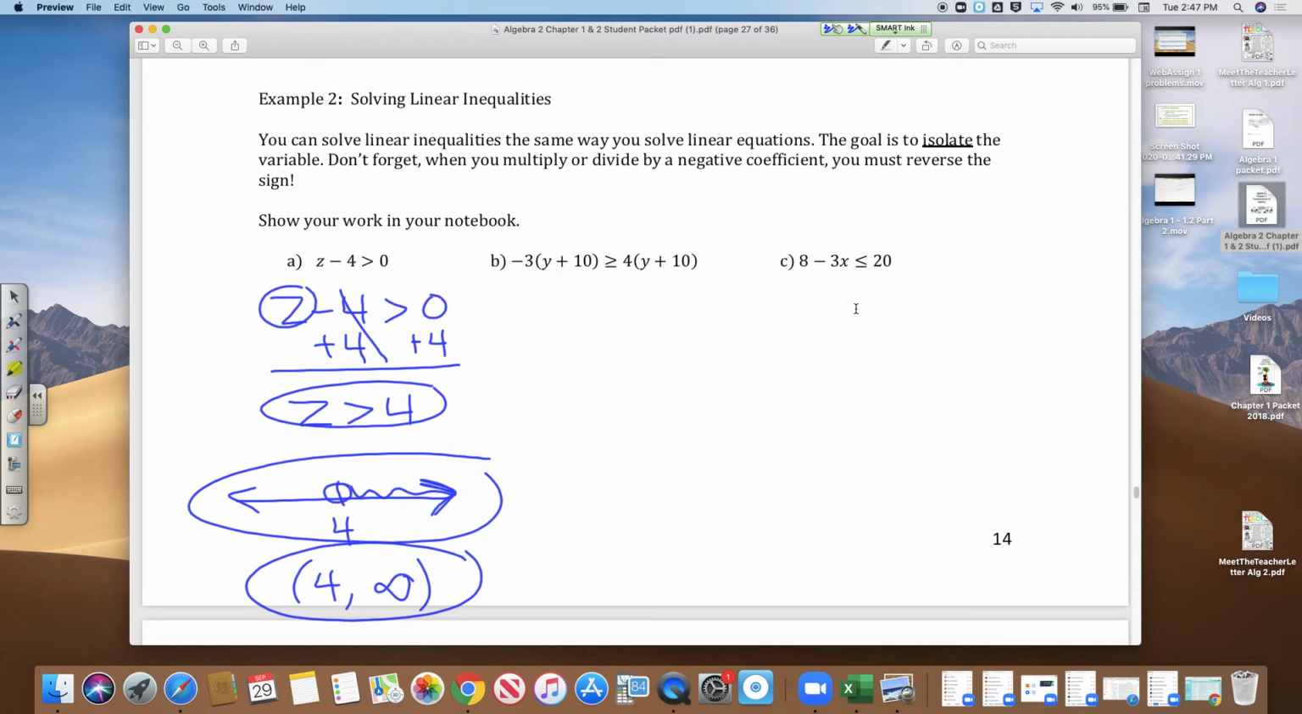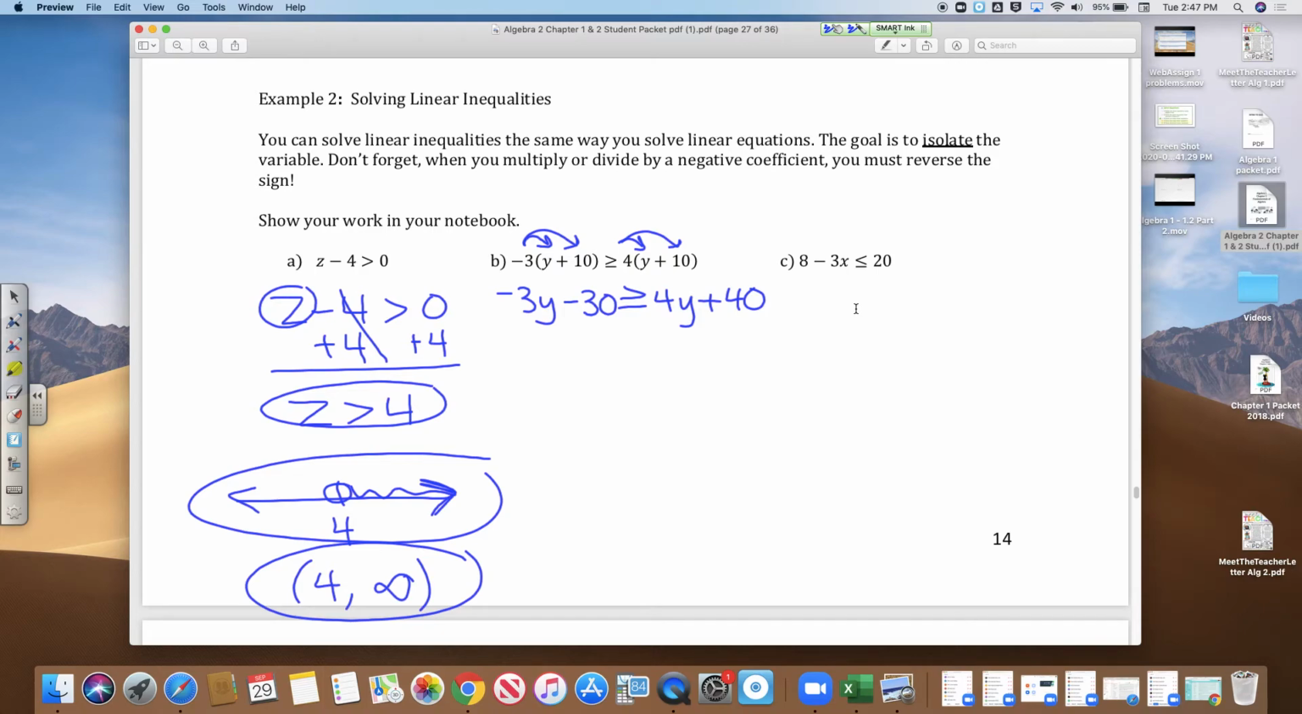A, all we had to do was add 4 and we had our answer. This one, we have to distribute 2 times. So the first thing I'm going to do is multiply this side by -3. This is going to be -3y minus 30. And then I'm going to multiply this all by 4. Is greater than or equal to 4y plus 40.